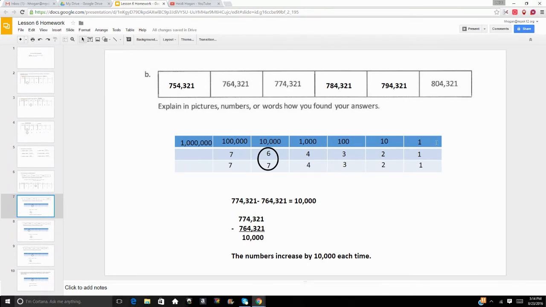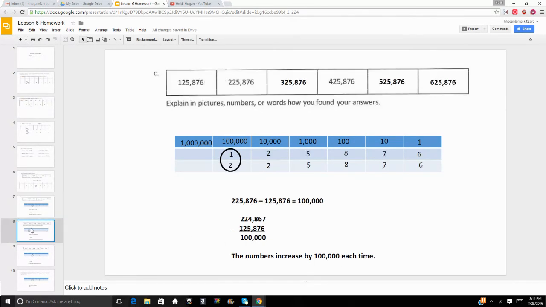And I made a place value chart here and did two of the numbers that were next to each other to see what was different. And it was the 10,000s place that was different. So we know that the numbers are increasing or getting larger by 10,000. And the same here, we have two numbers next to each other. So I put them in the place value chart and saw that it was the 100,000s place that was different. And all the other digits were the same. So I know that the numbers are increasing by 100,000 each time. And you can complete the pattern.